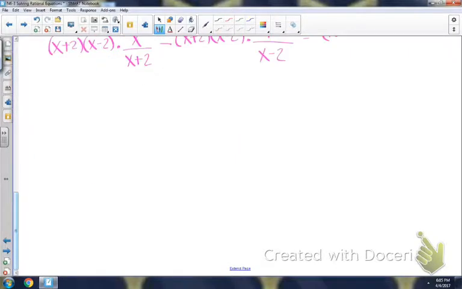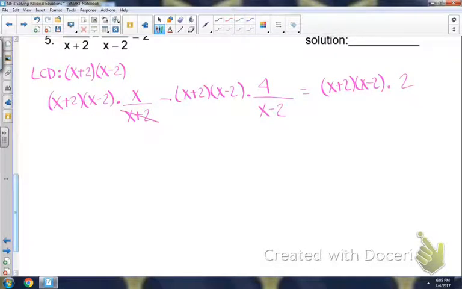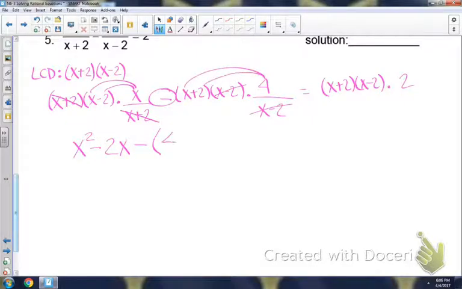Okay, so let's see what cancels. So x plus 2 cancels. We distribute the x to get x squared minus 2x. Bring down your minus sign. x minus 2's cancel. We need parentheses because we're going to end up with two terms here. 4x plus 8. Then you'll have to distribute that subtraction sign.